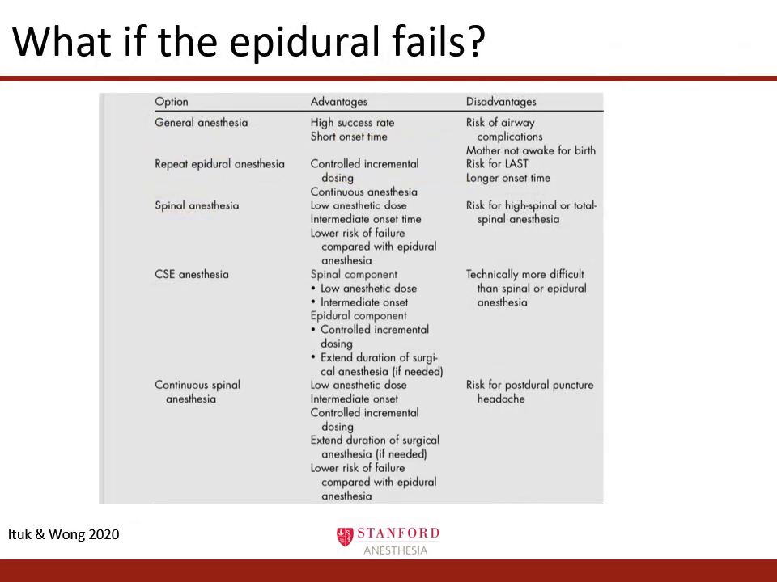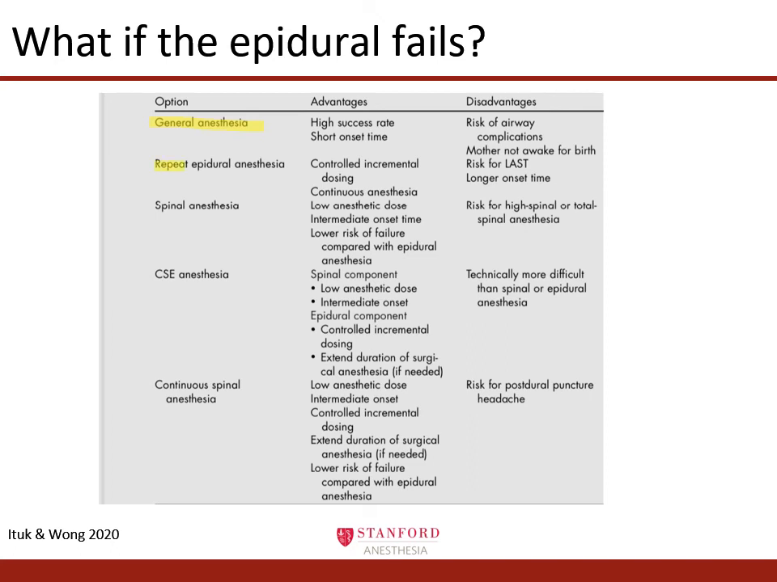Now, what do you do if the epidural fails and you're not able to achieve surgical anesthesia in time? There are multiple options, but this will be primarily dictated based on the urgency of the procedure. Option 1 is general anesthesia, which gives you the shortest onset time because you rapidly can induce general anesthesia and take over the airway and proceed with cesarean section quickly.